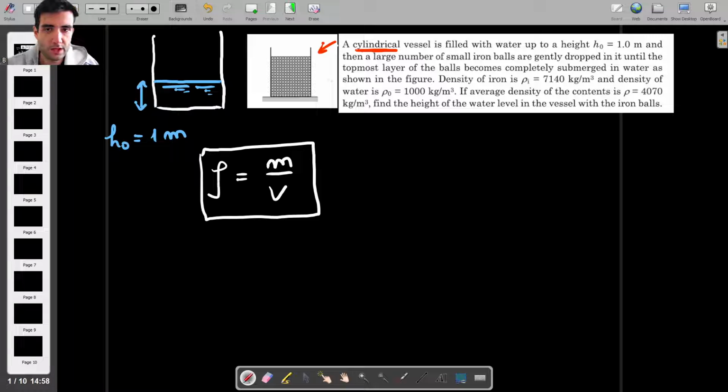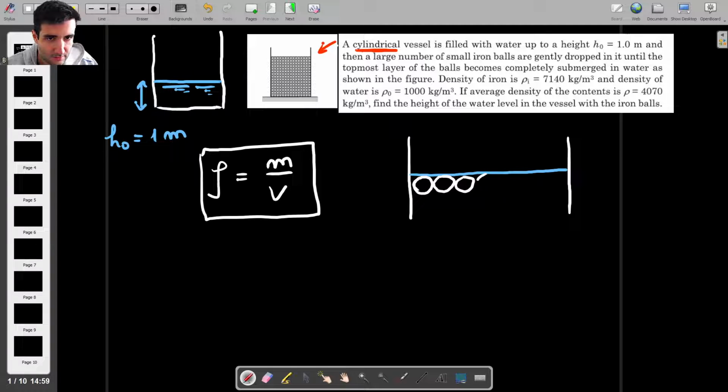This is when the topmost layer of the iron pellets is reached. If we zoom in a bit more, what we'll see at the end is that the layer of water is here, and the pellets are going to be just underneath it. So the top layer of the pellets is just underneath the free surface. So we add a certain number of them, or a certain mass of them.